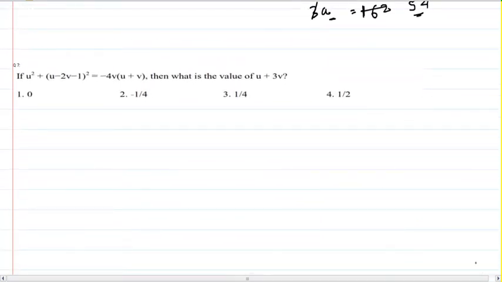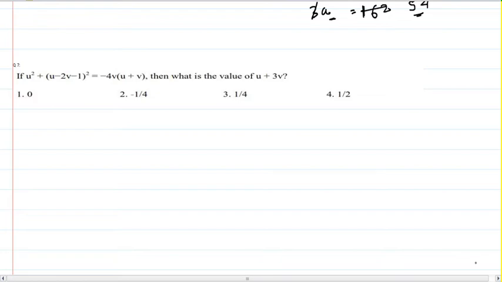A question based on squares of equations. Some equation is given to me: u square plus (u minus 2v minus 1) to the whole square is equal to minus 4v times (u plus v). Then what is the value of u plus 3v?